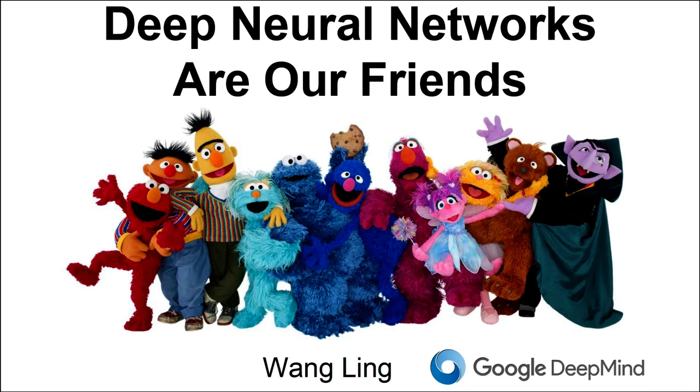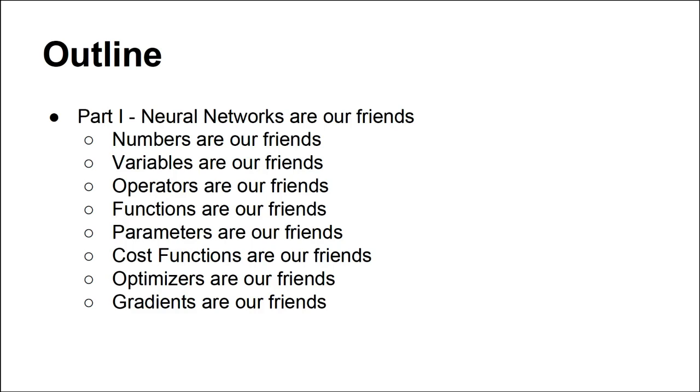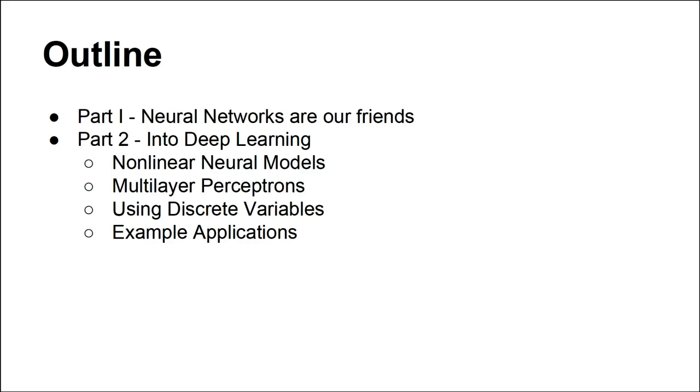So my name is Wang Ling, and this will be an introduction to deep neural networks. And this is the outline of the first part of the talk. So you can see that we'll pretty much cover everything that you need to learn about math. So if you don't understand this, I would be worried. And then once we cover everything, we'll go into deep learning and talk about some of the models, at least the simplest ones that you should know if you want to work on deep learning.